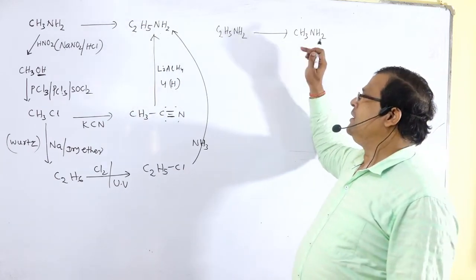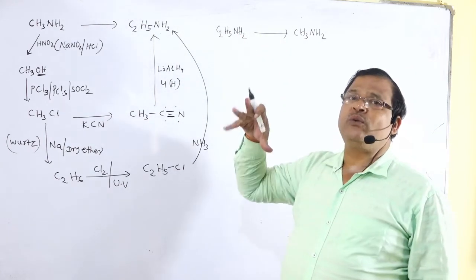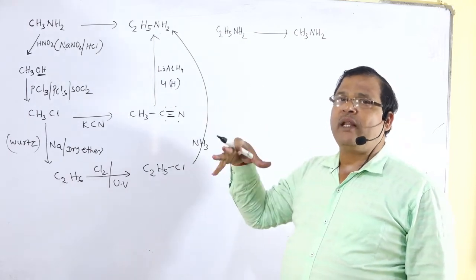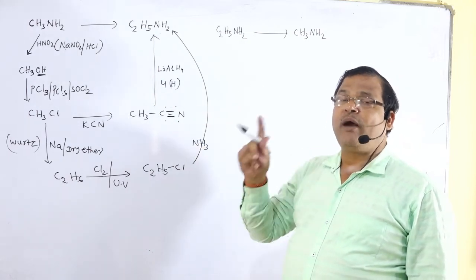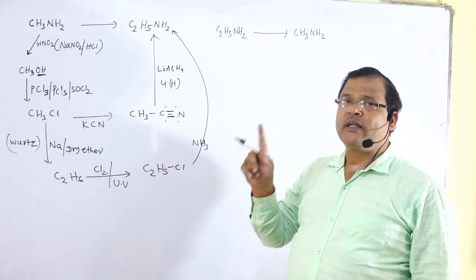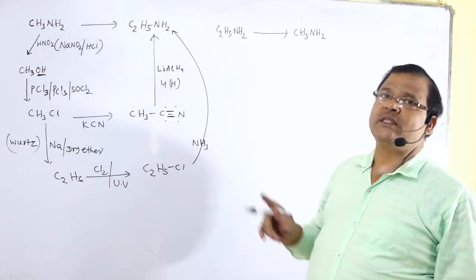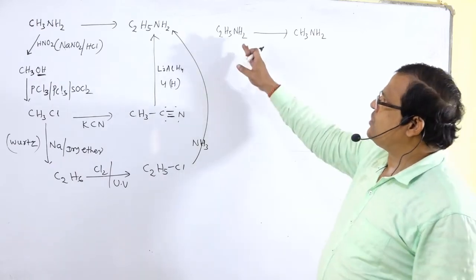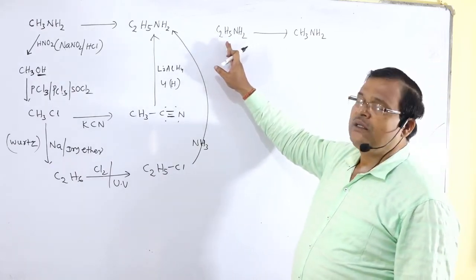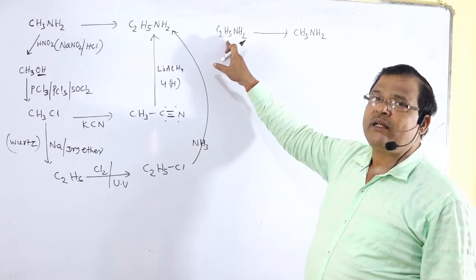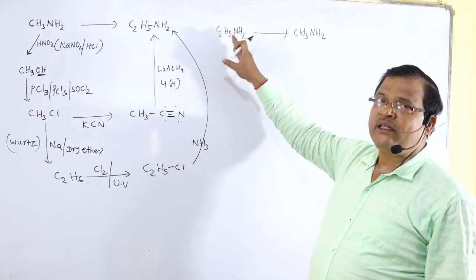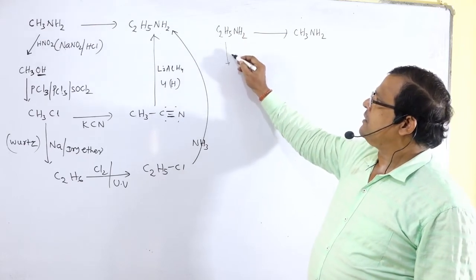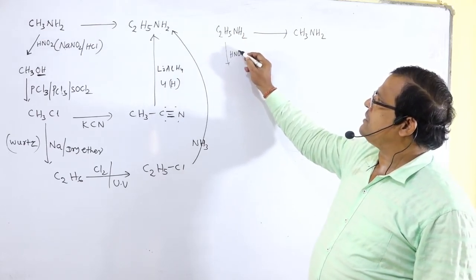Whenever we convert any type of primary amine to any other compound, the first step must be treatment with nitrous acid. In that case we treated with nitrous acid. In this case also we have to treat the material with nitrous acid. Ethylamine is treated with nitrous acid.